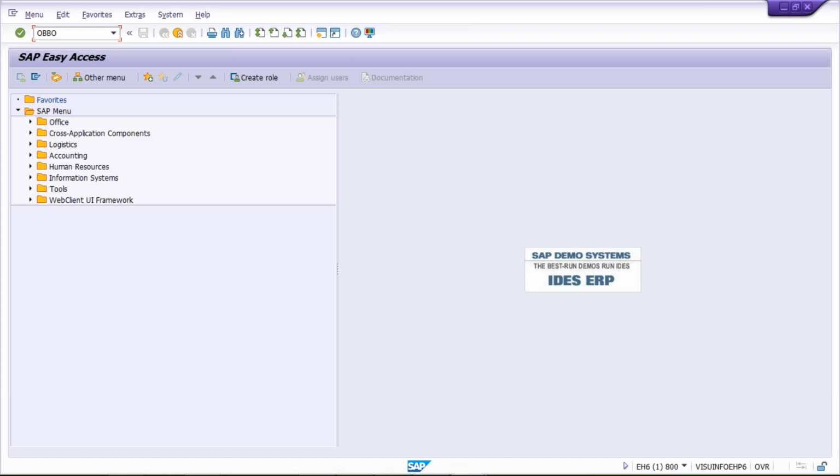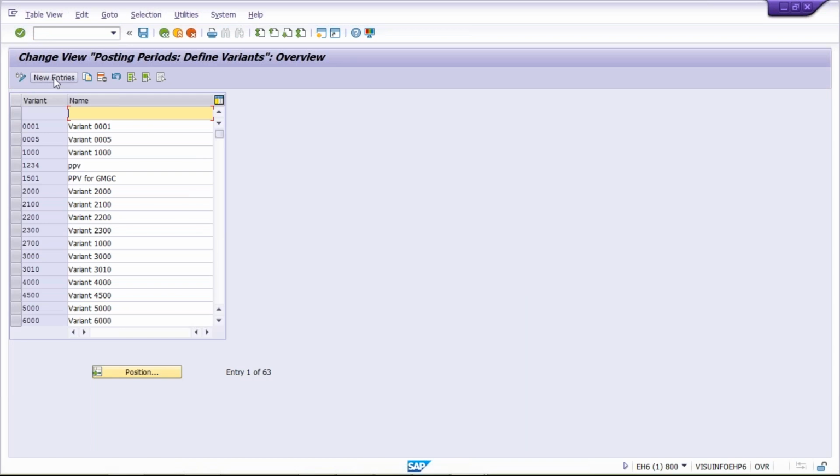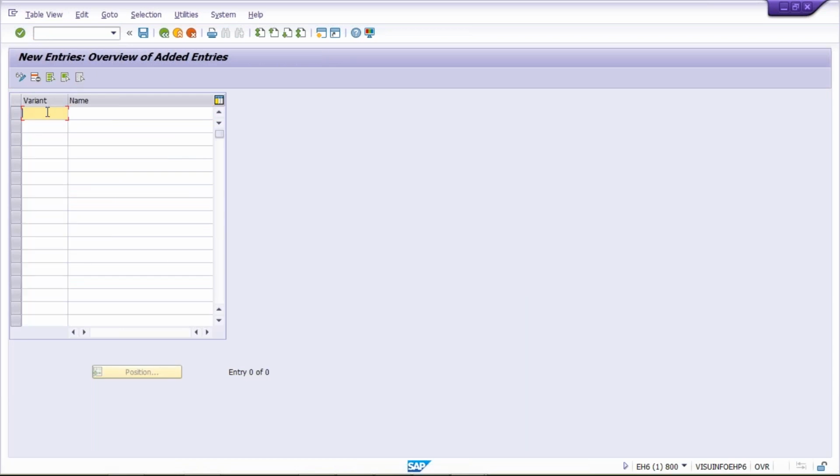Okay. So press enter and click on new entries. And here, posting period variant. Again, we have to give a 4-digit code for the posting period variant. So our company code, during defining our company code, which code have we given? TM04. Now for the posting period variant also, I recommend you to use the same code, TM04 itself.